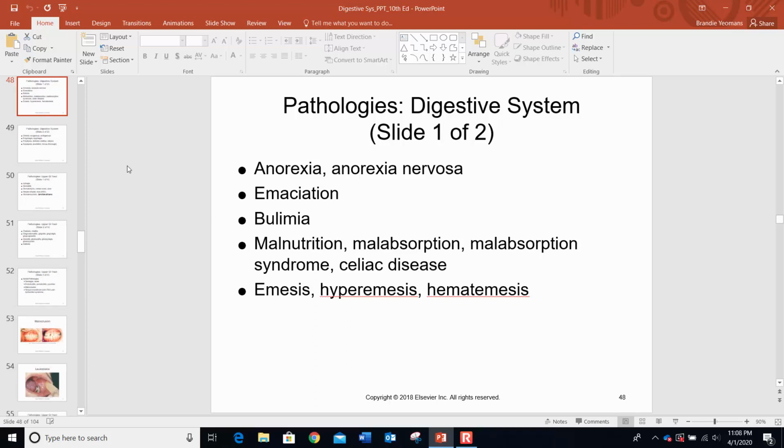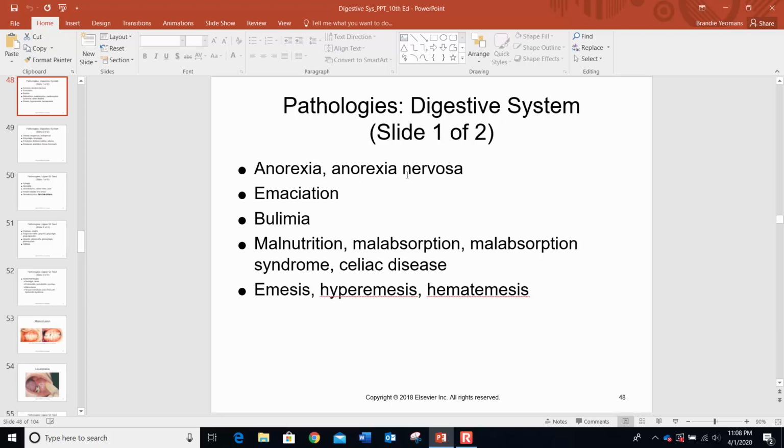So now let's look at some of the pathologies. Remember, pathologies, we're talking about problems that patients will have with this particular system. So pathologies for the digestive tract, you are going to see anorexia, often termed anorexia nervosa. You probably had a picture just pop up in your head of a very, very skinny individual that looks like a skeleton with some skin. That is typical for us to picture, but that is not the definition of anorexia.